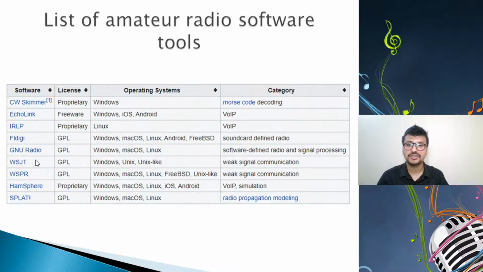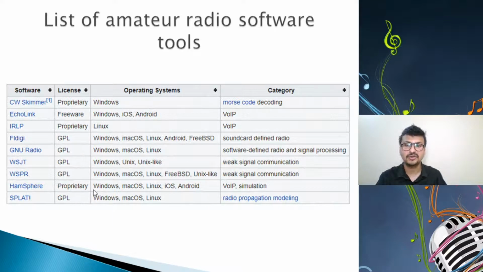Next is WSJT. License is GPL. Operating system Windows, Linux, Unix-like. Category is weak signal communication. Next software is WSPR. License GPL and it works on Windows, Mac OS, Linux, FreeBSD, Unix-like. Category is weak signal. Next software is HamSphere.